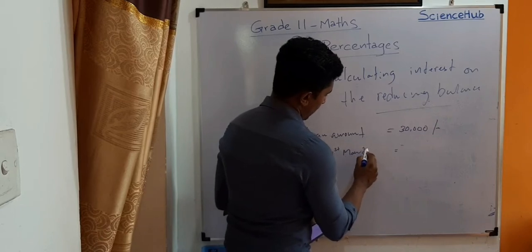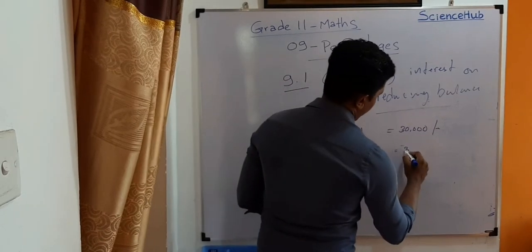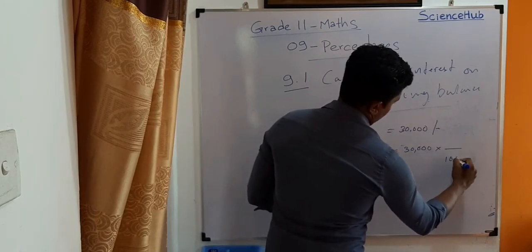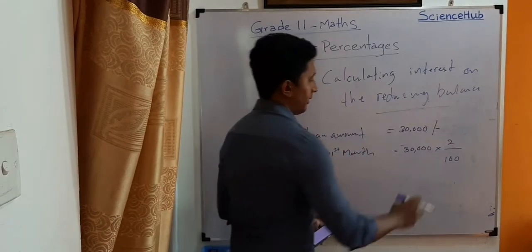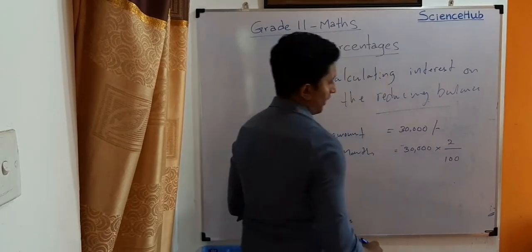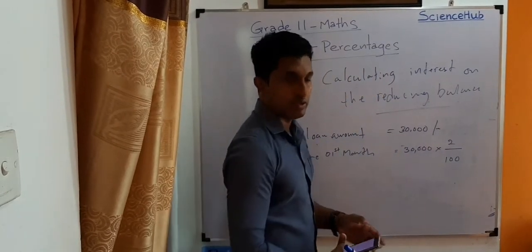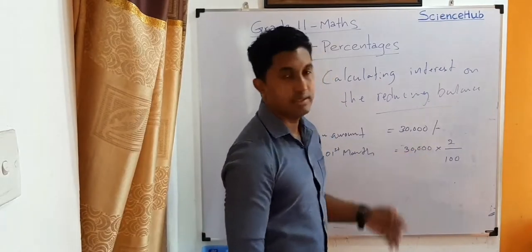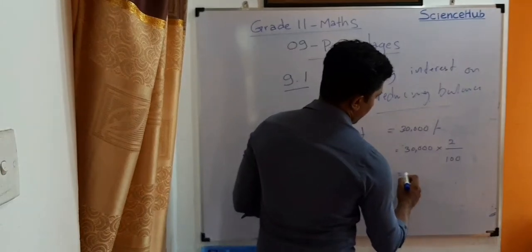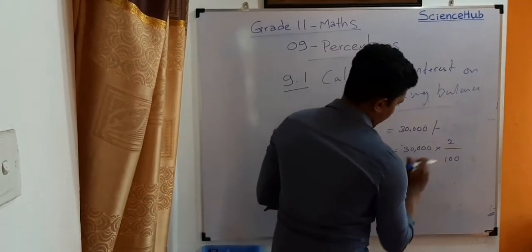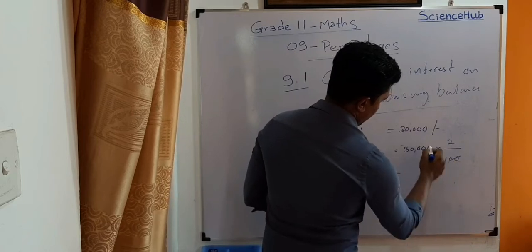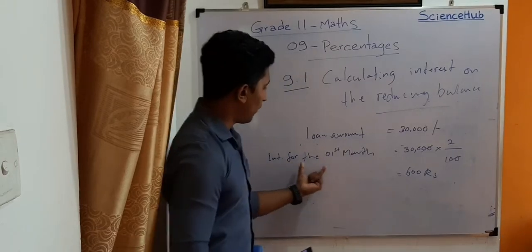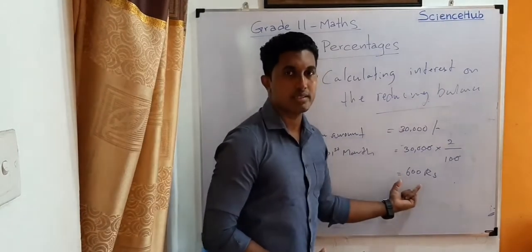The first month is equal to 30,000 into 2 over 100. If 2% out of 100, then what could be the portion for the 30,000? Now in here it's actually 600 rupees. The interest for the first month is equal to 600.